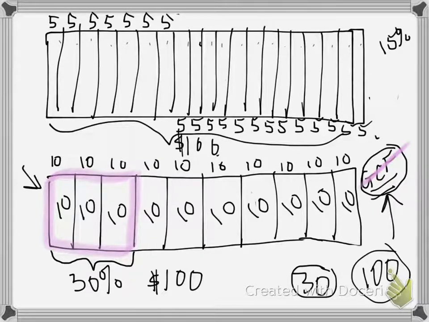Each one of these is going to be worth how much? Okay, so we have 15 of this. We've split it up into 20. So 20 pieces to get to 100, where each one of these is going to be worth $5. So if I do 5, 5, 5, that is my 15%, because that's 3 5% pieces, and that means that 15% of 100 is $15.